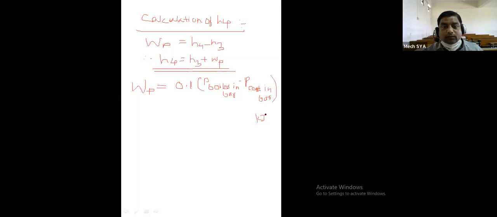To get kilojoule per kg, this is the conversion factor I have applied. We will not explain this formula in detail because we don't have much time; you only need to remember it. So WP is equal to 0.1 into boiler pressure in bar minus condenser pressure in bar. What is the boiler pressure in bar? It is 15 bar, minus 0.075.